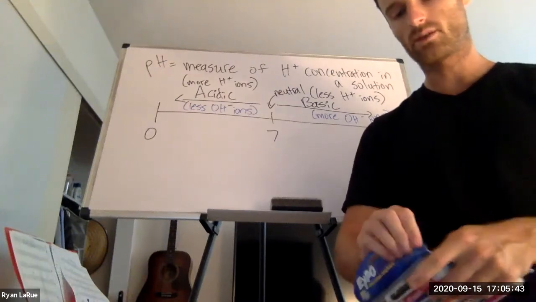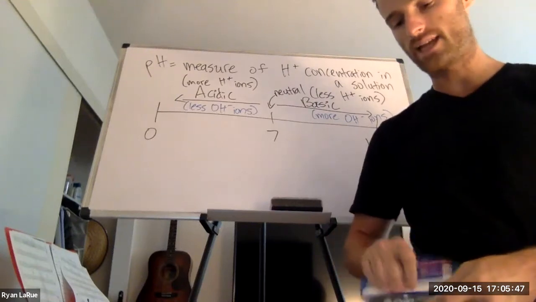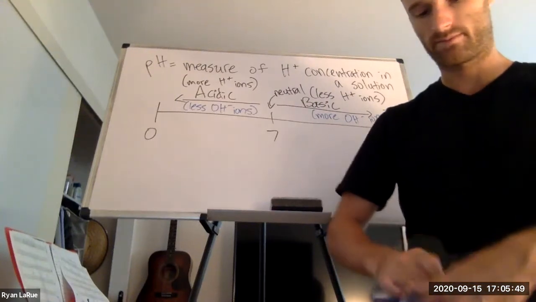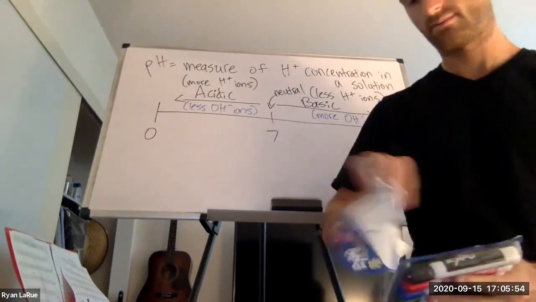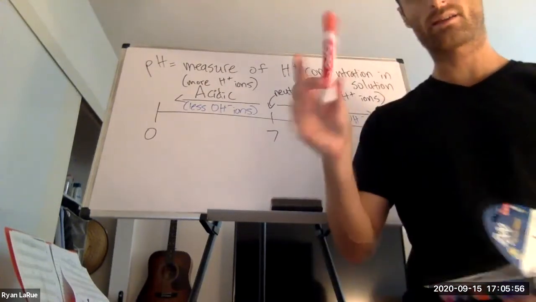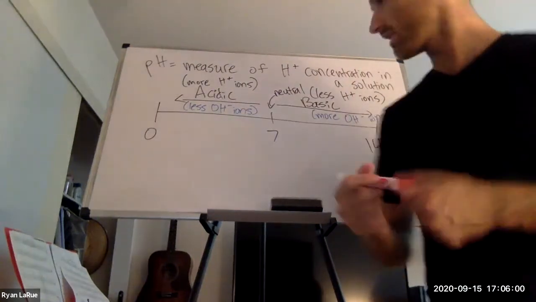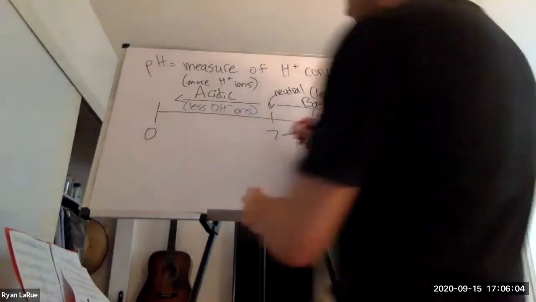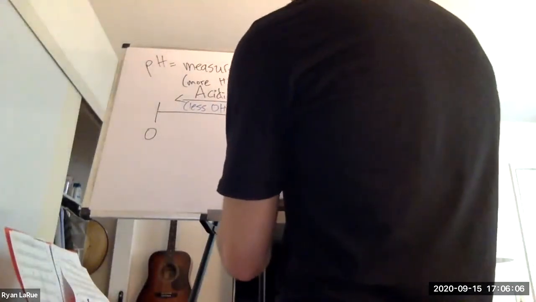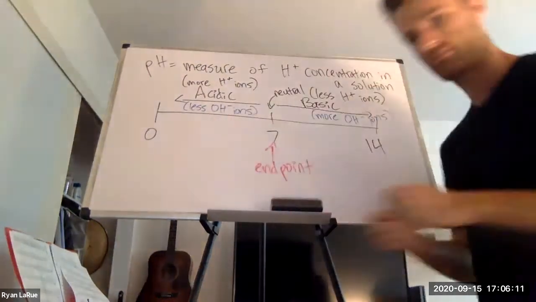So we're going to be using what we call a pH indicator dye. And we call it phenol red. So I'll write that down. And it's red, phenol red. Phenol red has an endpoint of 7. What does that mean? Well, I'm going to tell you.